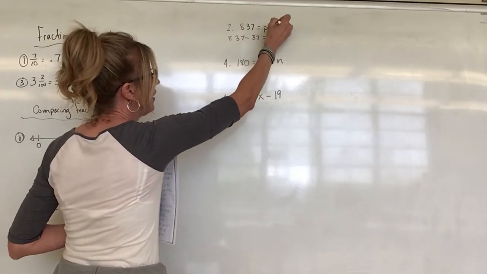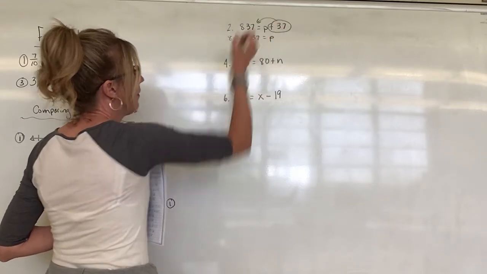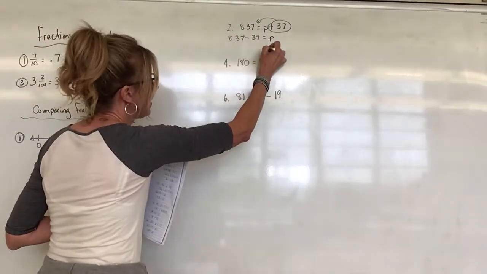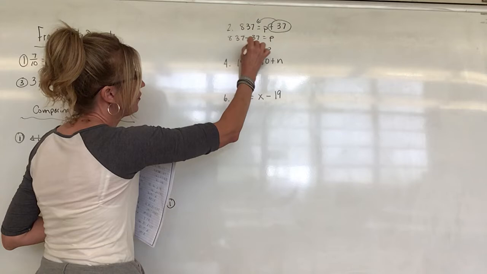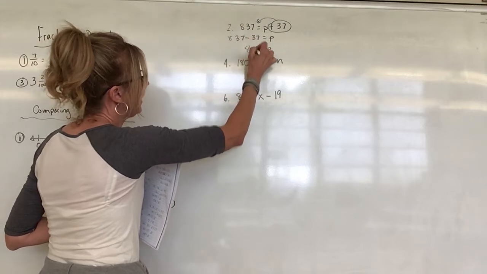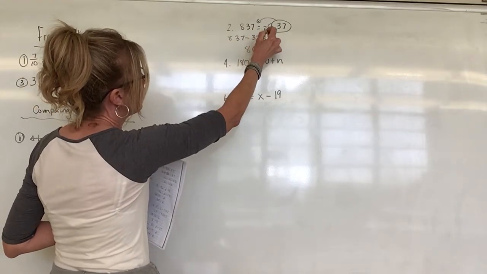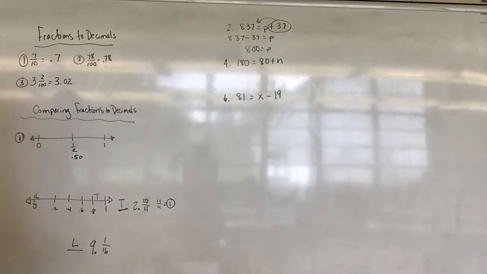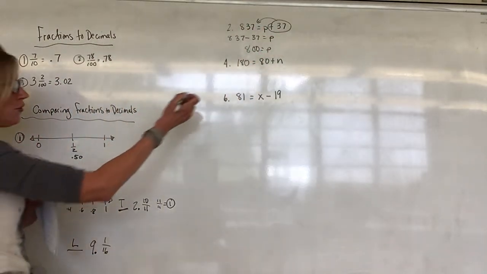So I took this right here, it was a positive 37, I bring it over here, it becomes a negative 37. That means p equals, well, 837 minus 37 would be 800. So if I put 800 in there, obviously 800 plus 37 would give us 837. Okay, now let's do this again.